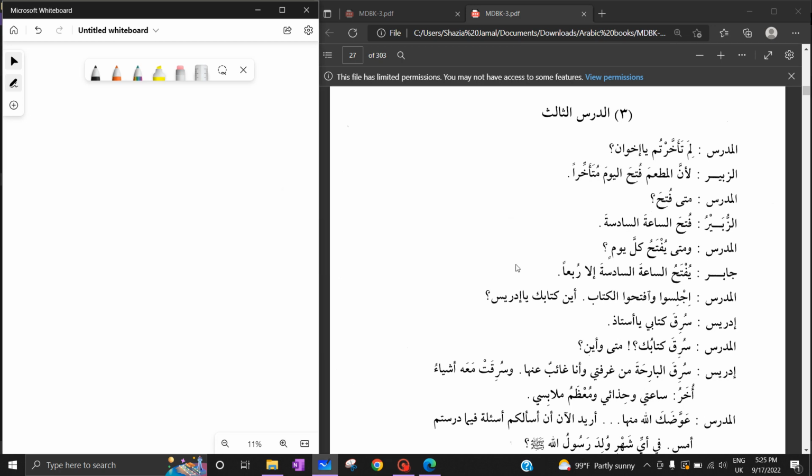This is our lesson number 3 from Medina book 3, and we will be learning in this lesson about the usage of active voice and passive voice. In Arabic we say فعل للمعلوم and فعل للمجهول. فعل للمعلوم for active, فعل للمجهول for passive. So we will do the conversation between the teacher and student.